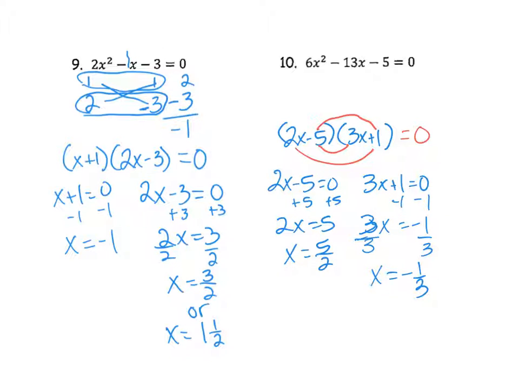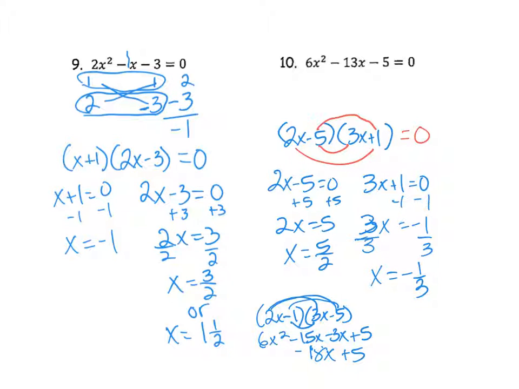Yes, Jason? Would you have a different answer? Did you get a different factored answer? What'd you get? 2x minus 1, 3x minus 5. And 3x what? Minus 5. 6x squared. Negative 15x. Negative 3x. Positive 5. Ooh, problem. This is going to become negative 18x. Positive 5.